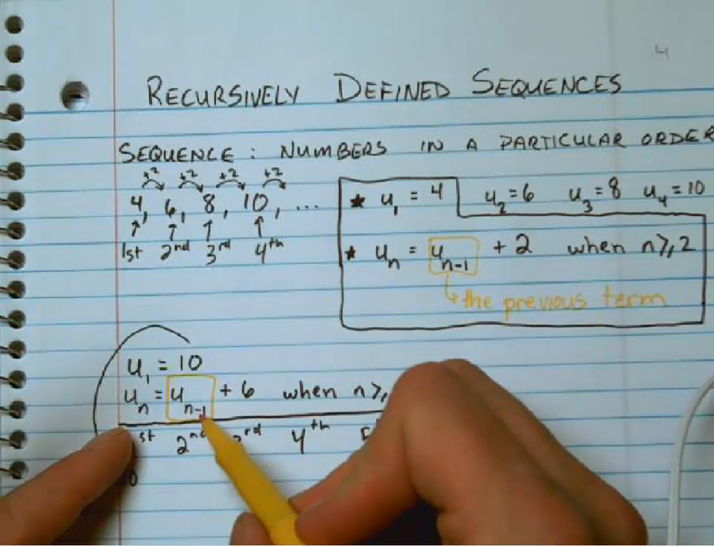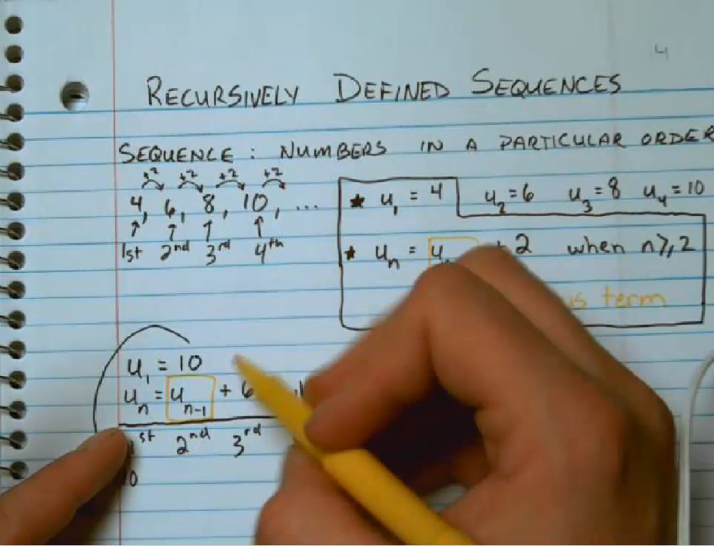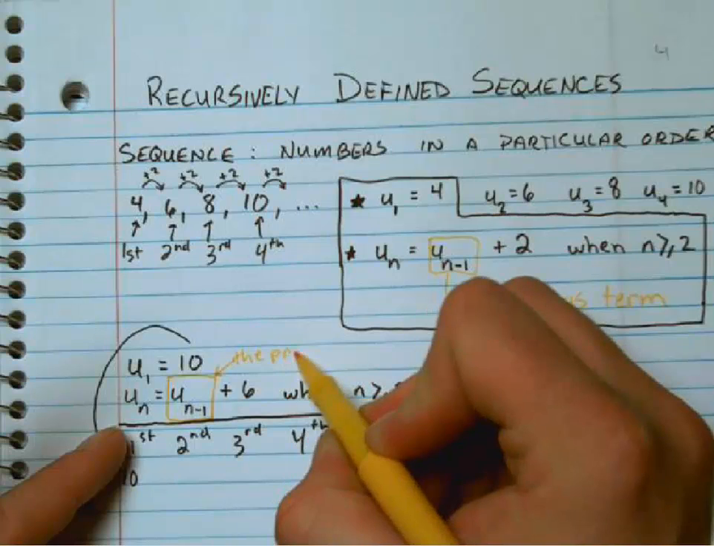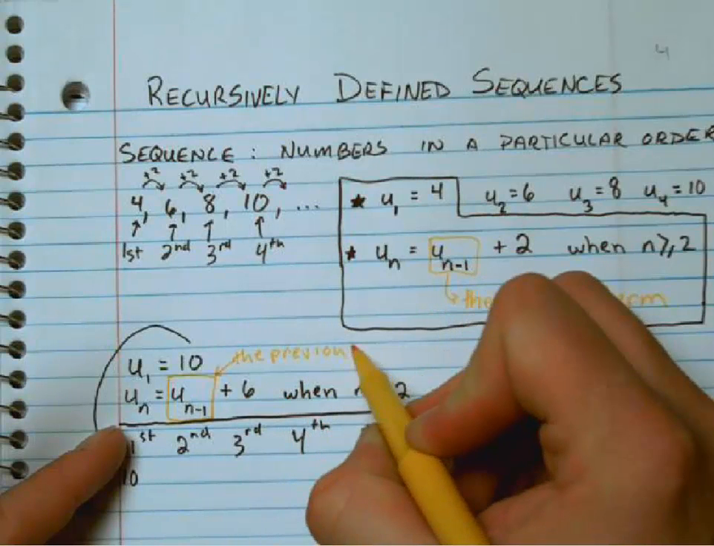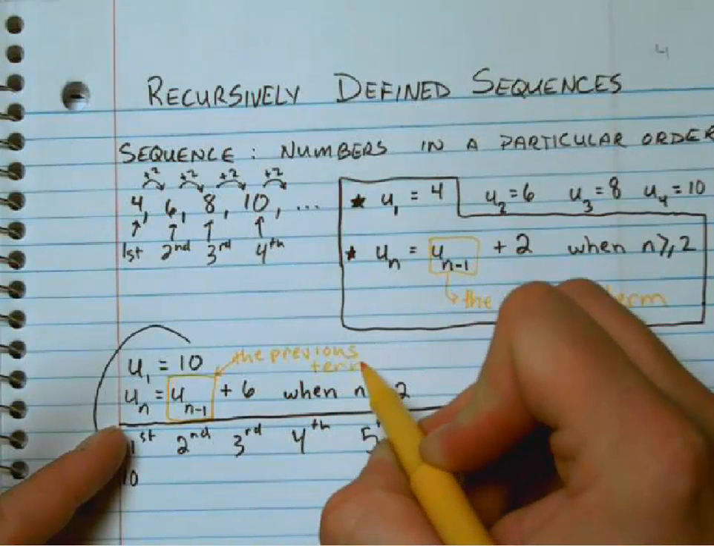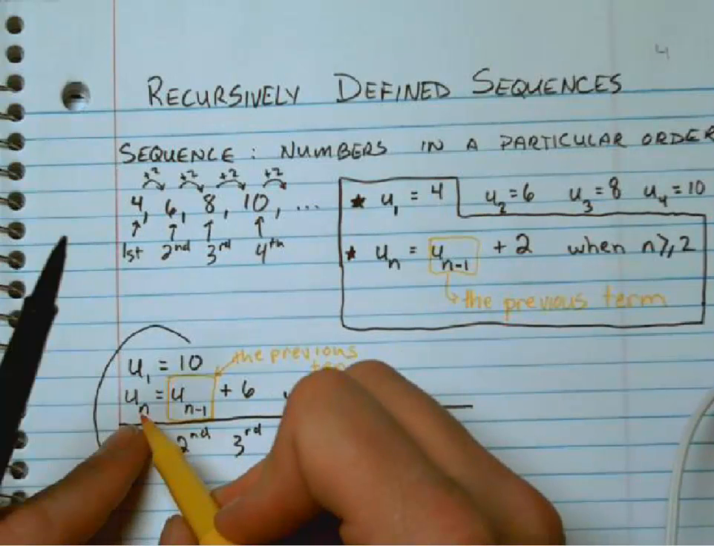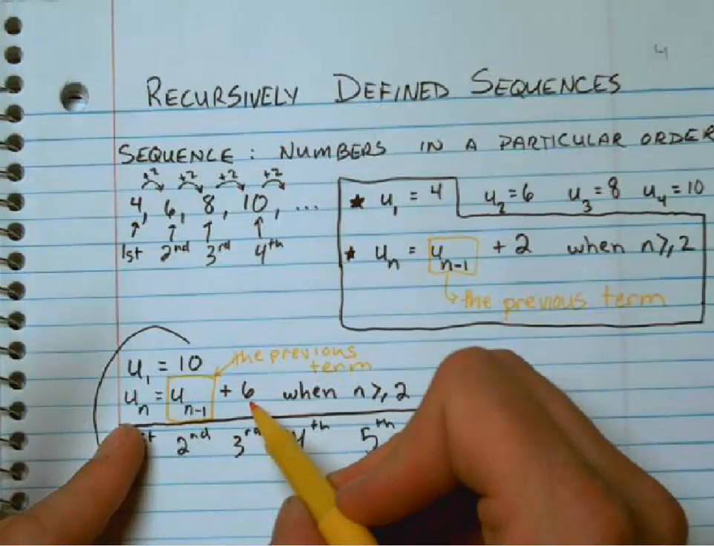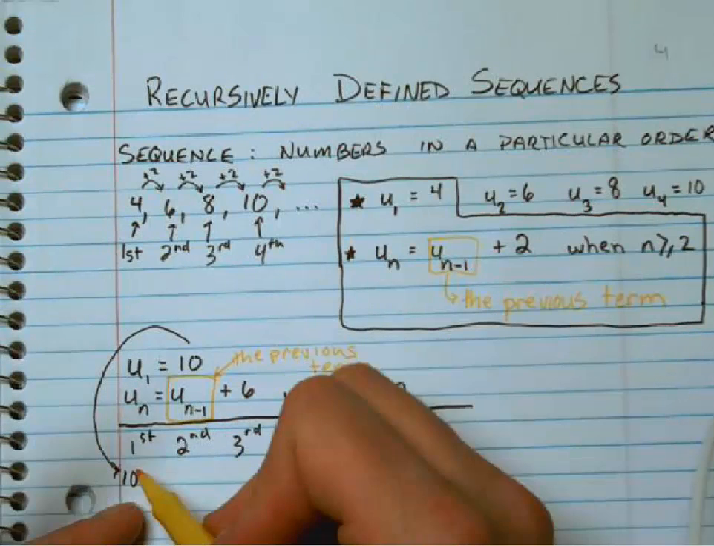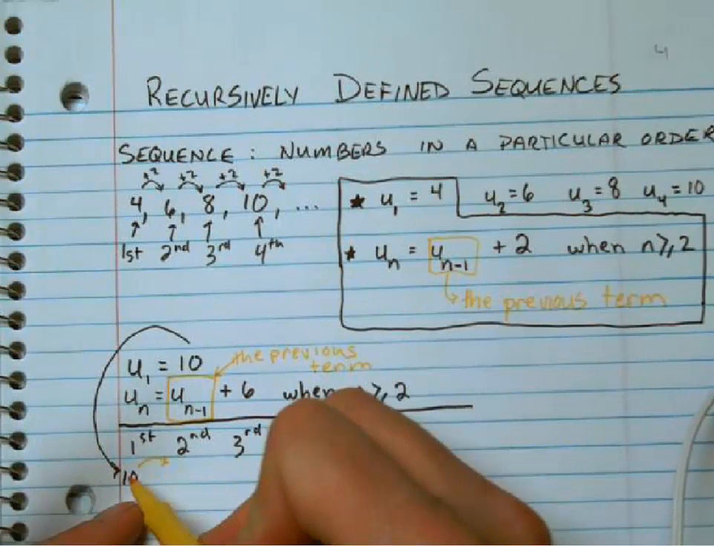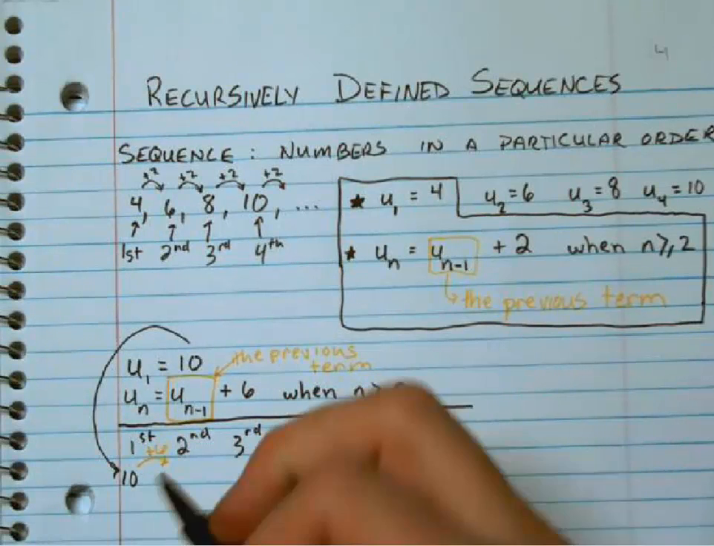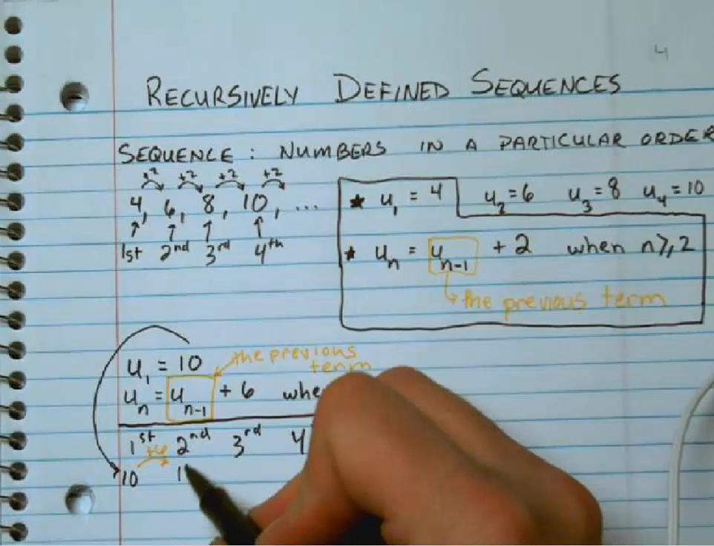So u sub 1, what does this mean again? The previous term. So to find the nth term, we take the previous term and we add 6. So to go from this to this term, we add 6. 10 plus 6 is 16.